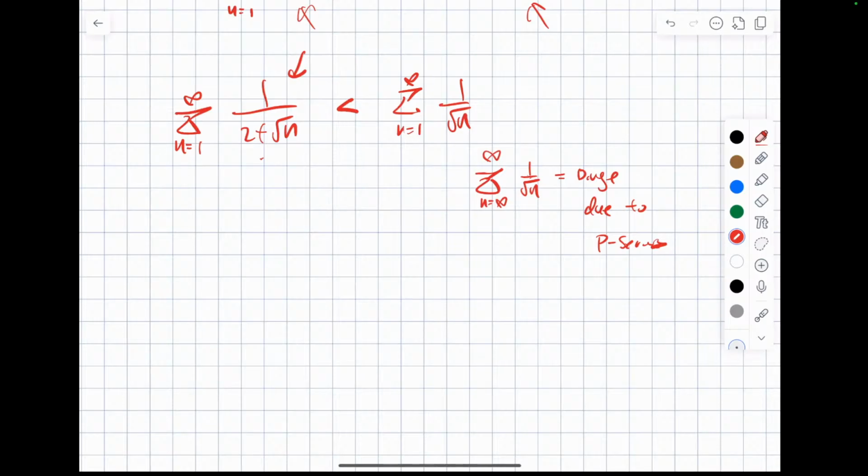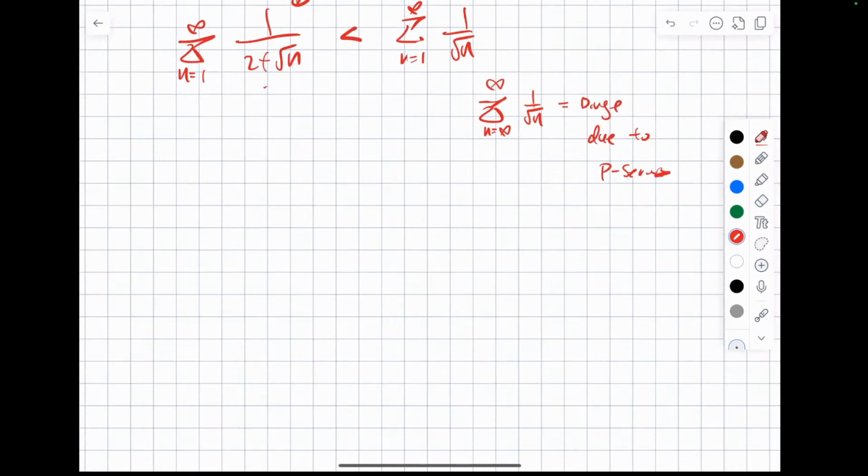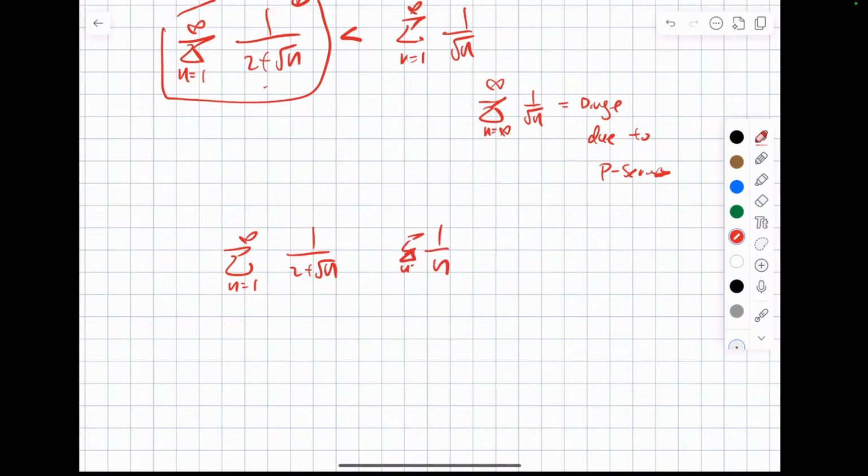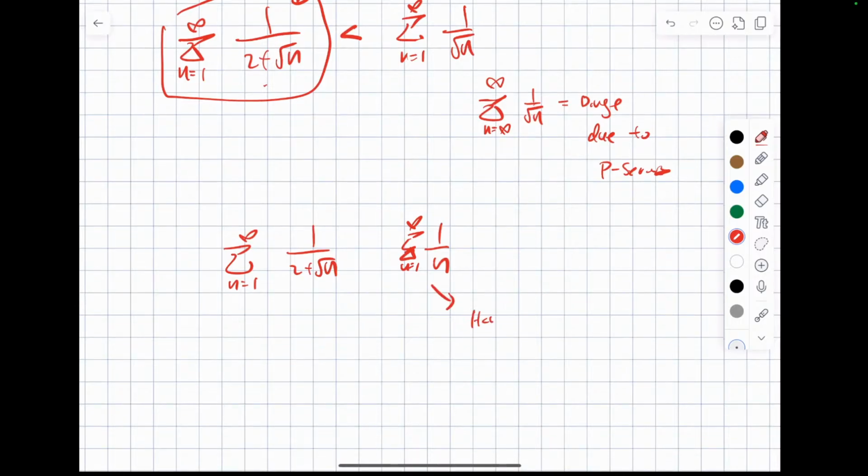1 over n. So you compare this series to 1 over n. You say, summation n equal to 1 to infinity of 1 over 2 plus square root of n, compared to the summation n equal to 1 to infinity of 1 over n. Is this greater than or less than? This one is the harmonic series, and it diverges. So if I'm greater than a divergent series, I have to diverge.